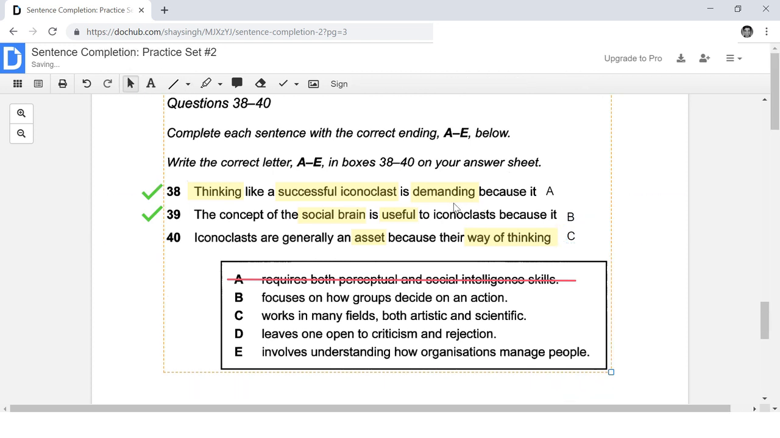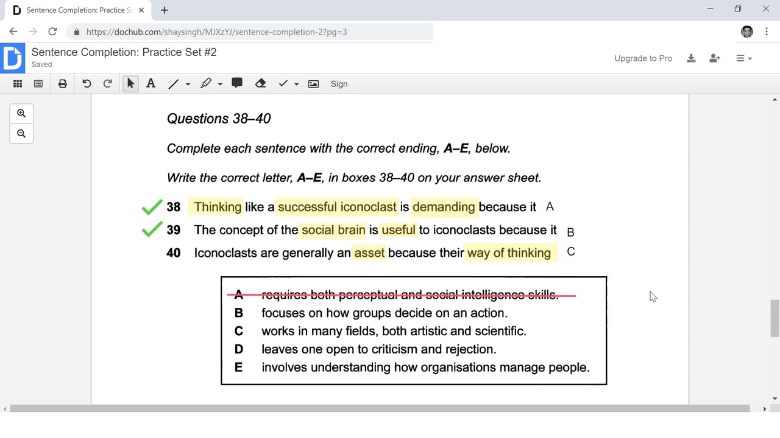There we go. So we have all our answers. They line up like this, A, B, and C. So we are now done with this question type. In the next video, I'm going to show you how to answer the matching questions.